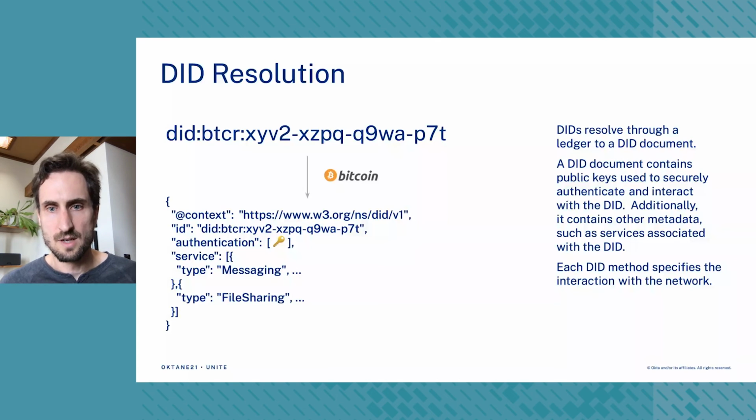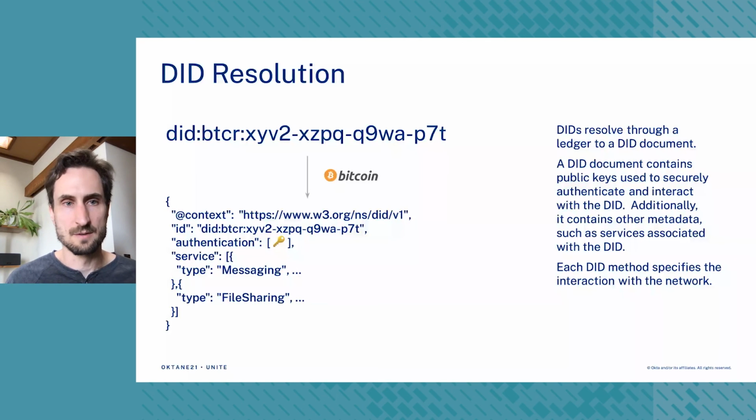DID resolution in DID documents can be thought of as analogous to DNS. Just as DNS is a way to resolve a domain name to a set of metadata, such as an IP address, DID resolution is a way to resolve a decentralized identifier to metadata, including public keys. The difference is that DIDs do not require a managed namespace.